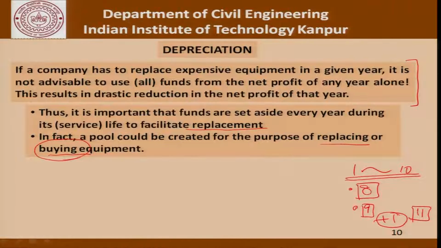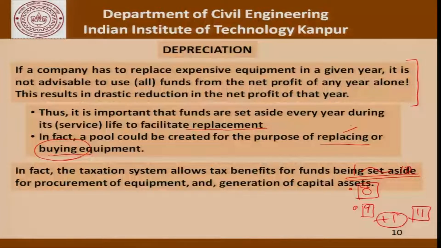We are talking of a system by which depreciation is used as a concept to help us replace equipment or buy equipment at a given point in time. In fact, in certain situations, the taxation system allows tax benefits for funds being set aside for procurement of equipment and generation of capital assets. So, generation of capital assets is basically the buying of new equipment, and procurement of equipment is a larger umbrella which includes replacement and addition of equipment.